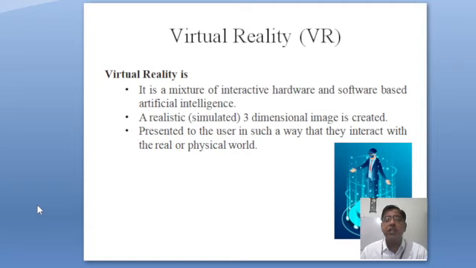Now, virtual reality. It is a mixture of interactive hardware and software based artificial intelligence. So, it involves the integration of hardware and software both. A realistic or simulated three-dimensional image is created and presented to the user in such a way that they can interact with it as in the real or physical world. So the three-dimensional image can be interacted with by the user. This is the first point: a realistic 3D image, a graphics image, is created, and the user can interact with the 3D image as in the real world. So these are the three important points of VR.